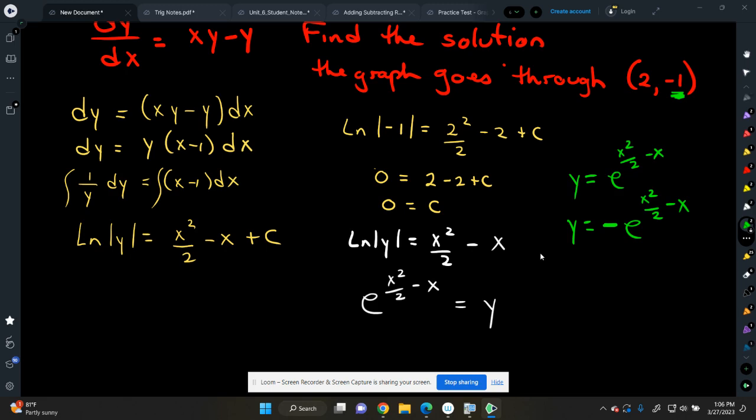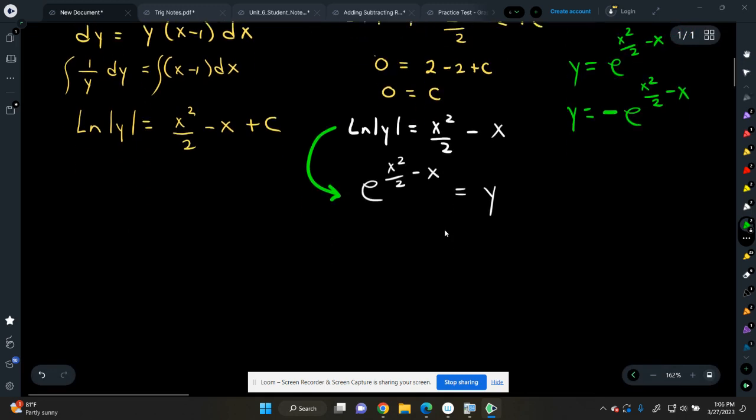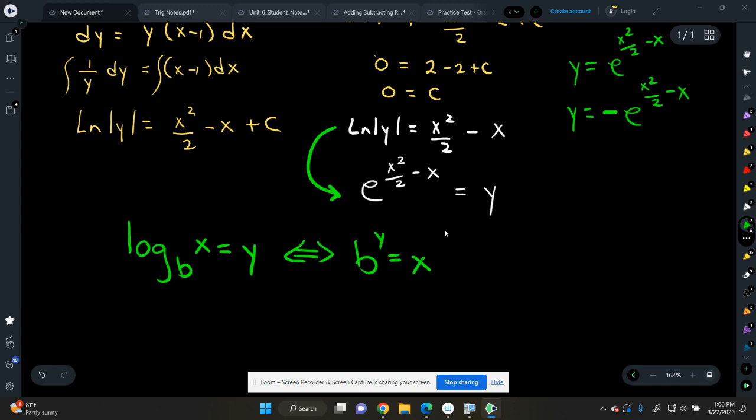How did I get from the natural log of y to here? The definition of a logarithm: log base b of x is equal to y if and only if b to the y equals x, right? So this is the exponential form of the logarithmic function. Natural log is a log base e.